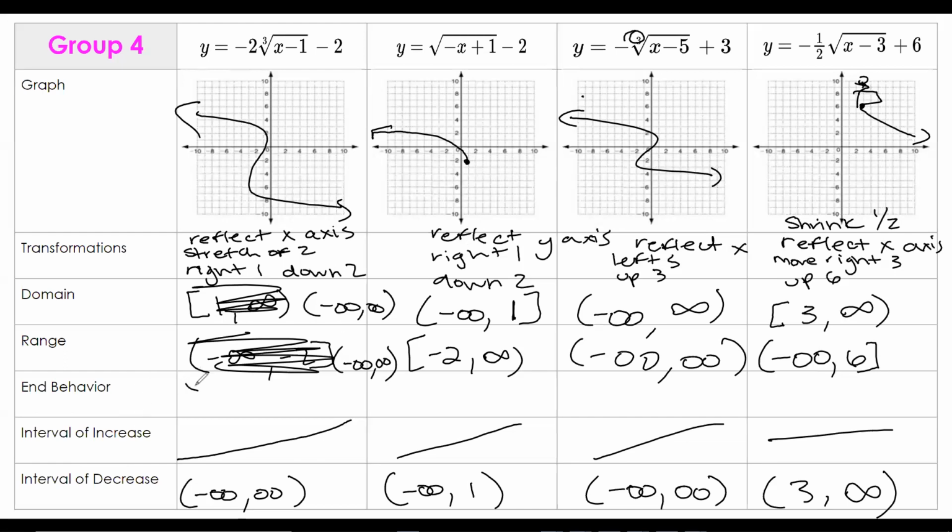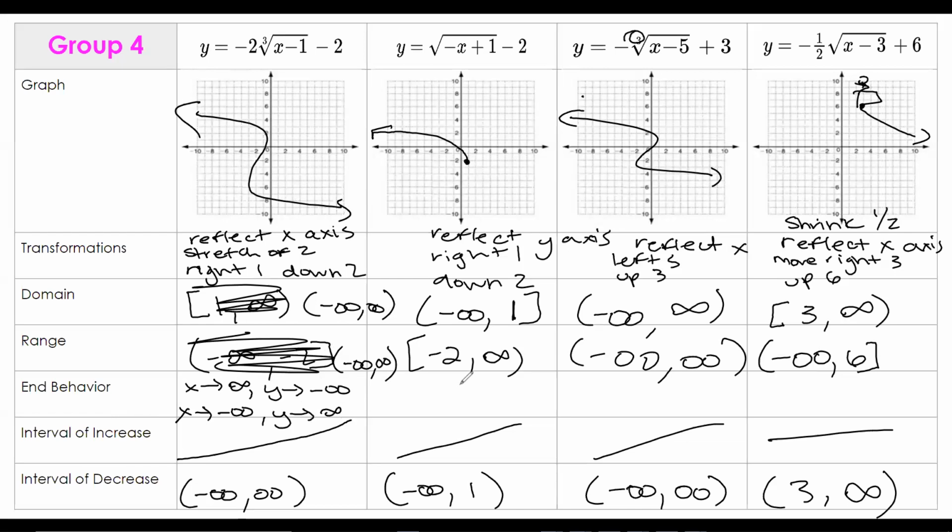For end behavior, that's as x is approaching positive infinity. What's happening to my y values on this one? Okay, so it's going to negative infinity. As x is approaching negative infinity, so as we move to the left, what's happening to our y's? They're going to positive infinity.